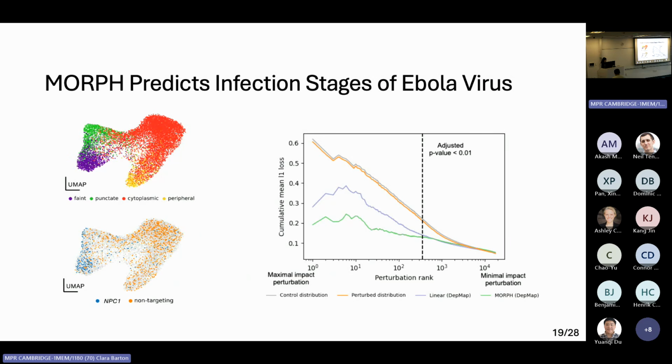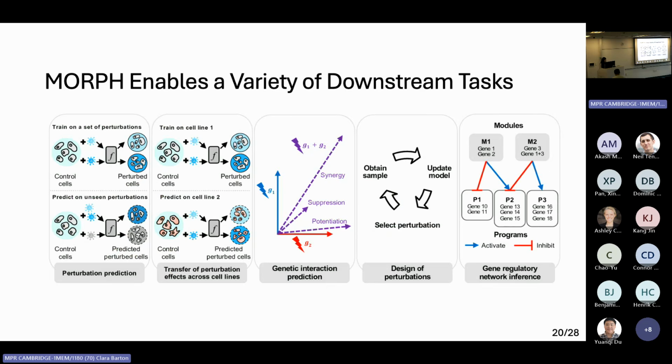That's one example of applying MORPH to predict unseen perturbation effects in an optical pooled screen. And with the ability to predict perturbation effects, you can use it for various downstream tasks. Like you can do transfer into new cell lines. You can do gene interaction prediction. You can also try to read off the gene regulatory network by just poking at the latent representations.